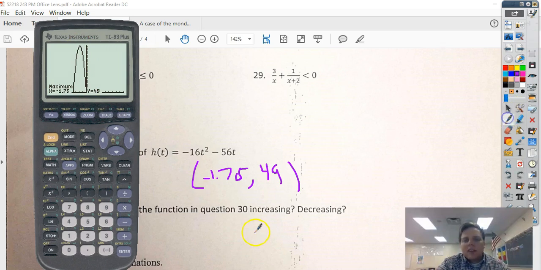So you can say I was increasing from negative infinity to negative 1.75. And then you can say I was decreasing from negative 1.75 to infinity. Okay? Moving on.